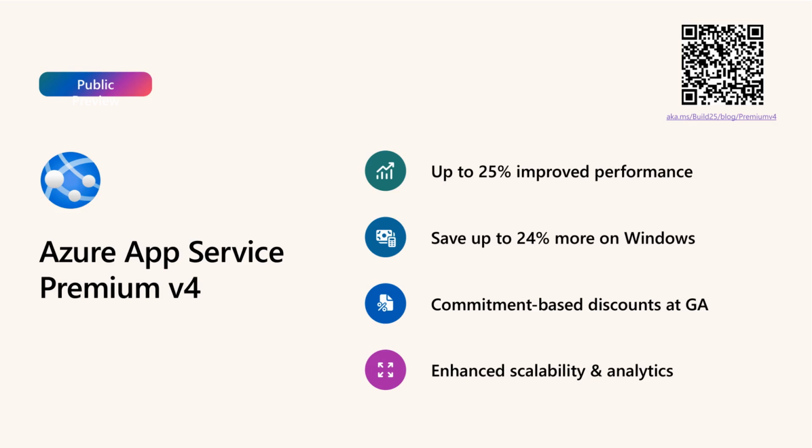App Service Premium v4 delivers substantial performance improvements across CPU, memory, and storage, translating into faster apps at a lower price. If you run workloads on Premium v2 or standard plans, migrating to Premium v4 could cut costs by about 24% on Windows, while offering reserved instances and savings plans for large, predictable workloads. This tier gives more scalability and advanced analytics, making it ideal for production-ready apps. Later demos show this value in action.